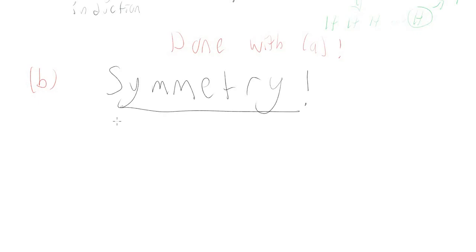So now we can move on to part B. And so this is the fun part. This is where we use the most beautiful idea in all of math, which is called symmetry. So this is how we're going to compute this expected value here.